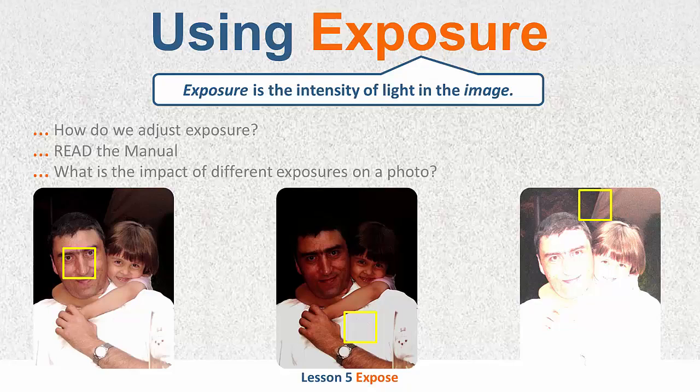In the previous lesson, Compose, we told you we could use exposure to eliminate or de-emphasize the background. Notice in the first photo how the dark background totally disappeared because the exposure was set to the subject. Here's another example.